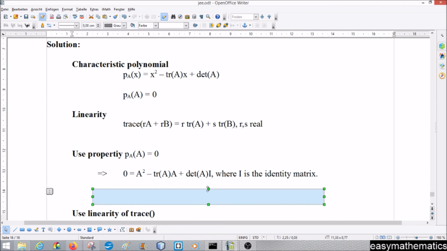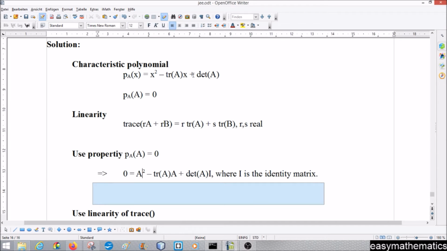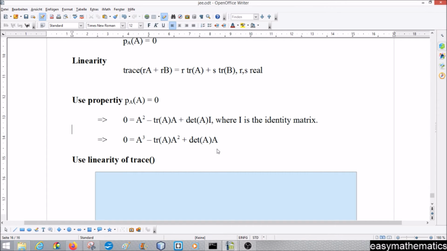And how can we use it? So first of all, we know that if we plug in A in the characteristic polynomial, we get 0. So we have A squared minus trace of A times A plus determinant of A times I, where I is the identity matrix, okay? Because the determinant of A is a scalar, and we need here the identity matrix, okay? Think about that. And then what we do is we multiply this equation by the matrix A to get A cubed. So 0 times A is 0, A squared times A is A cubed, A times A is A squared. Trace A is a scalar, okay? Make sure you don't mix that up. Trace A is a scalar. It's a real number, not a matrix, okay? And also I times A is A, and the determinant of A is also a real number. It's not a matrix, so everything goes well here.